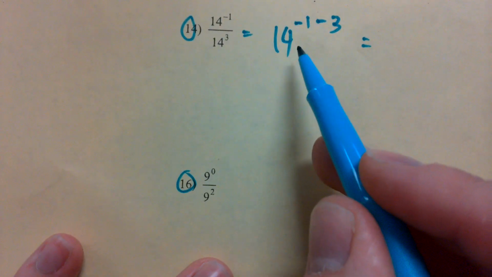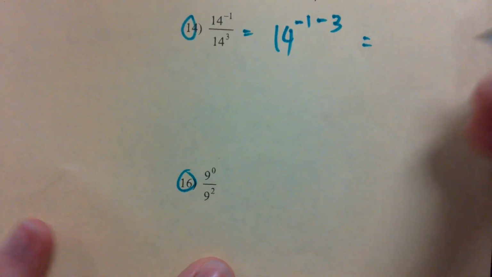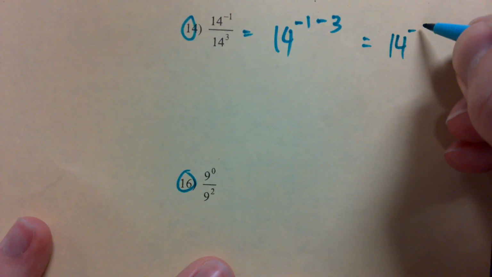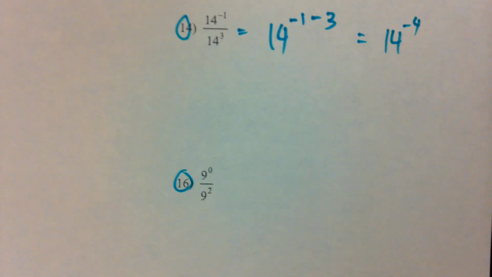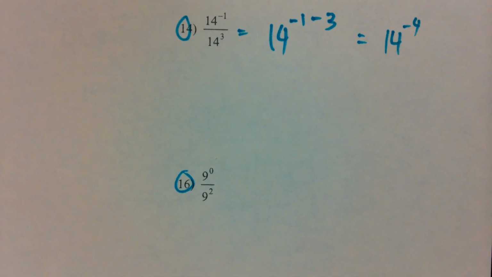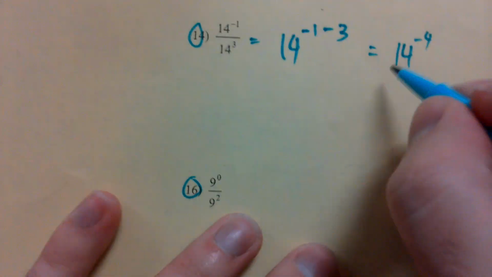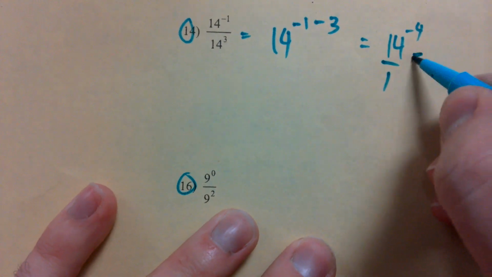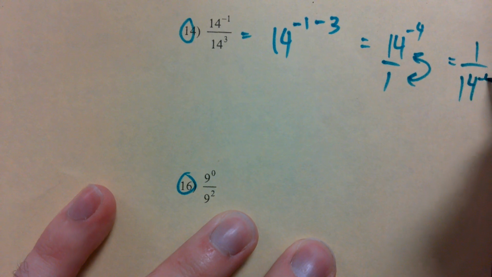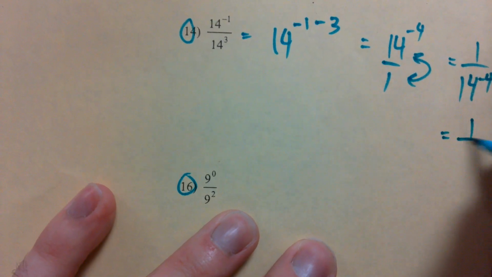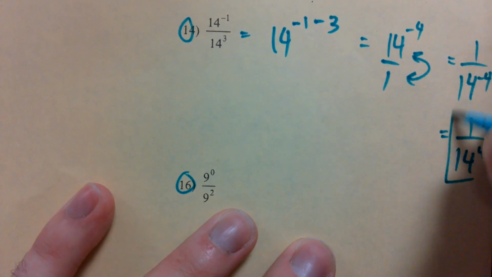So if you spend $1 and then spend $3, how much did you spend in total? $4 total, right? 14 to the power of negative 4. But again, we don't want to leave it like that. We'll put it over 1, flip it around. 1 over 14 to the negative 4 turns into 1 over 14 to the 4th.